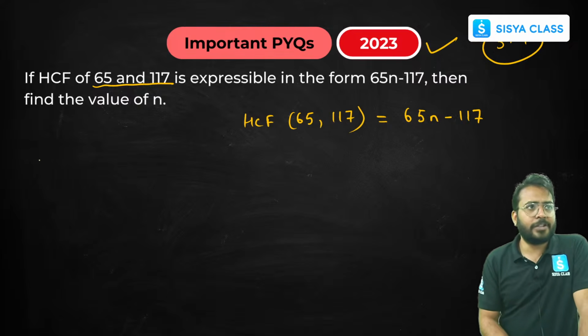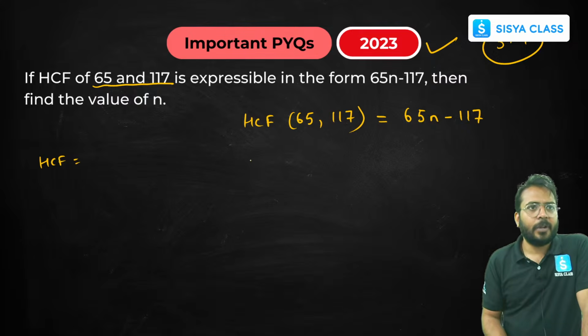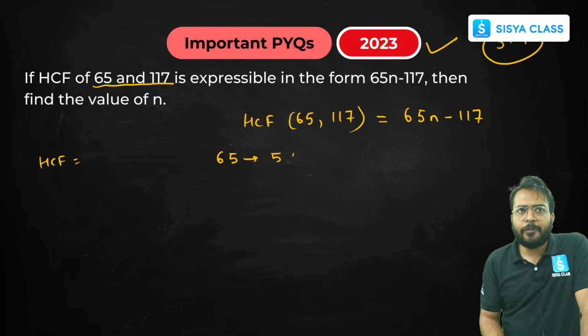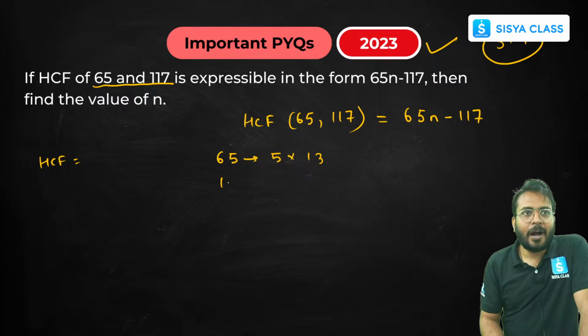So HCF. 65 can be written as 5 into 13, both are prime numbers, right? 117 is 13 into 9, and 9 is 3 into 3. So 117 we can write as 13 into 3 into 3.